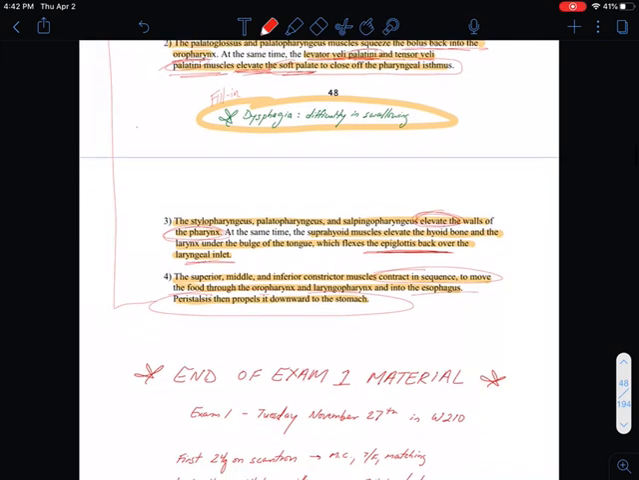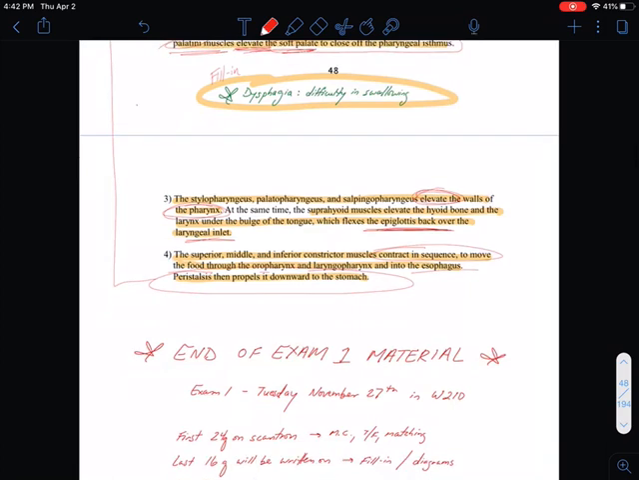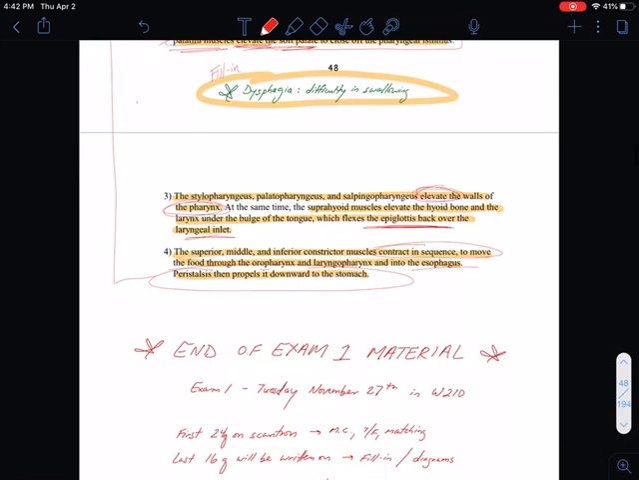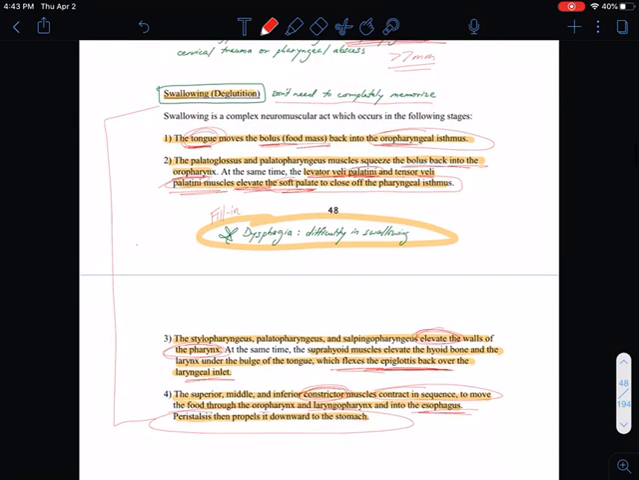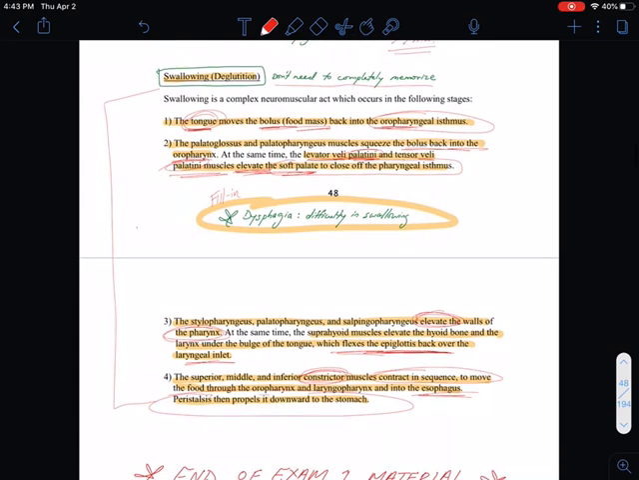Then we get into our pharyngeus muscles, which are elevating the pharynx. Then our suprahyoids, which are flexing the epiglottis back. And then our constrictor muscles, lastly, which are contracting and squeezing the food past the oropharynx, past the laryngopharynx, and into your esophagus, where it's then taken to your stomach. Again, know the general order. It's not super highly testable section, but important to know.